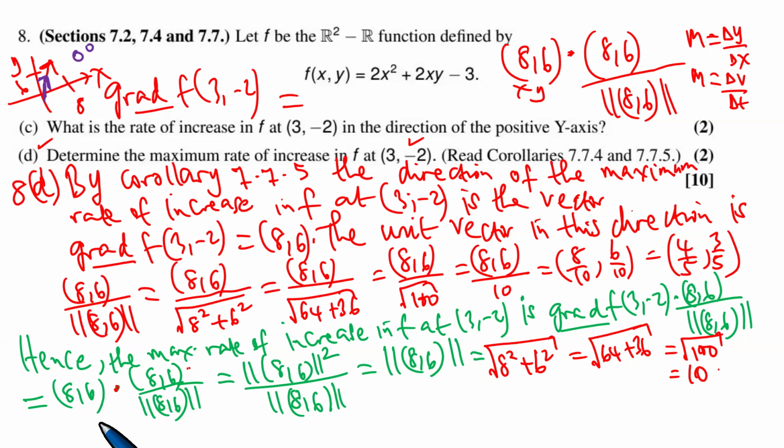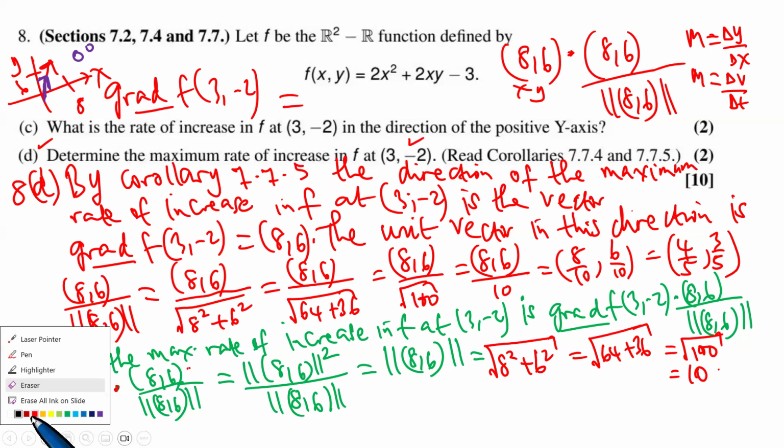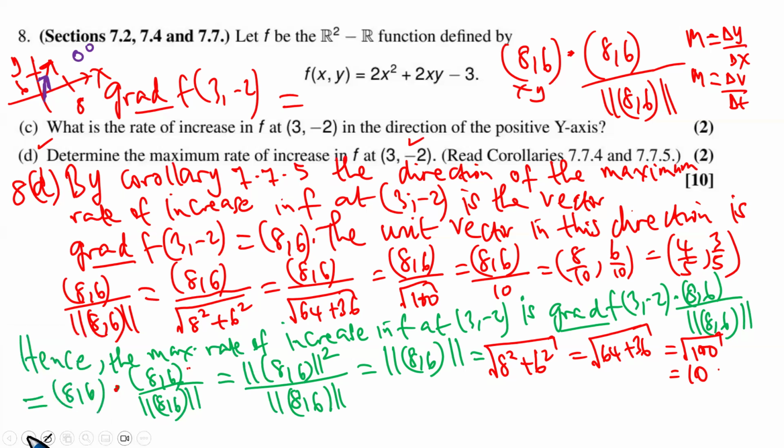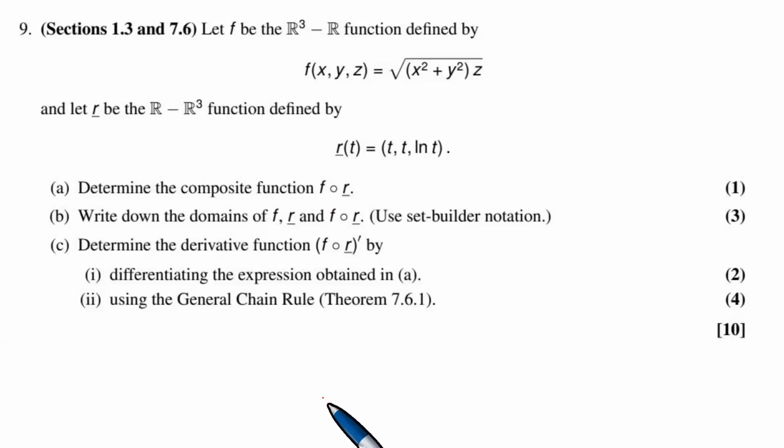We have the following. Next question. Question 9 is about compositions of functions. In sections 1.3 and 7.6, for instance, let f be an R3 to R function, so it moves from three components to just one number, whose square root we're taking, defined by this, and let the vector R be the R to R3 function defined by this. So this one is from the real numbers to ordered triples.